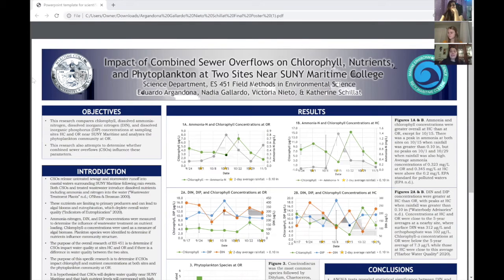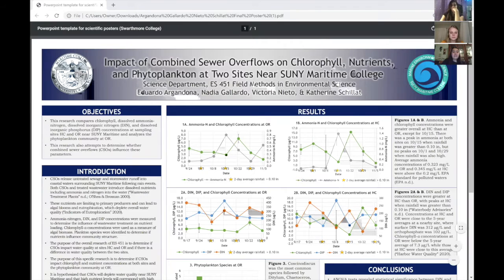So the two sites: HC, Hammond Creek, is a shore site down the street from Maritime College, and is on the eastern side of the peninsula where Maritime College sits. Site OR is a dock at SUNY Maritime's waterfront, on the western side of the peninsula. The other objective is to determine whether combined sewer overflows, or CSOs, influence these parameters.